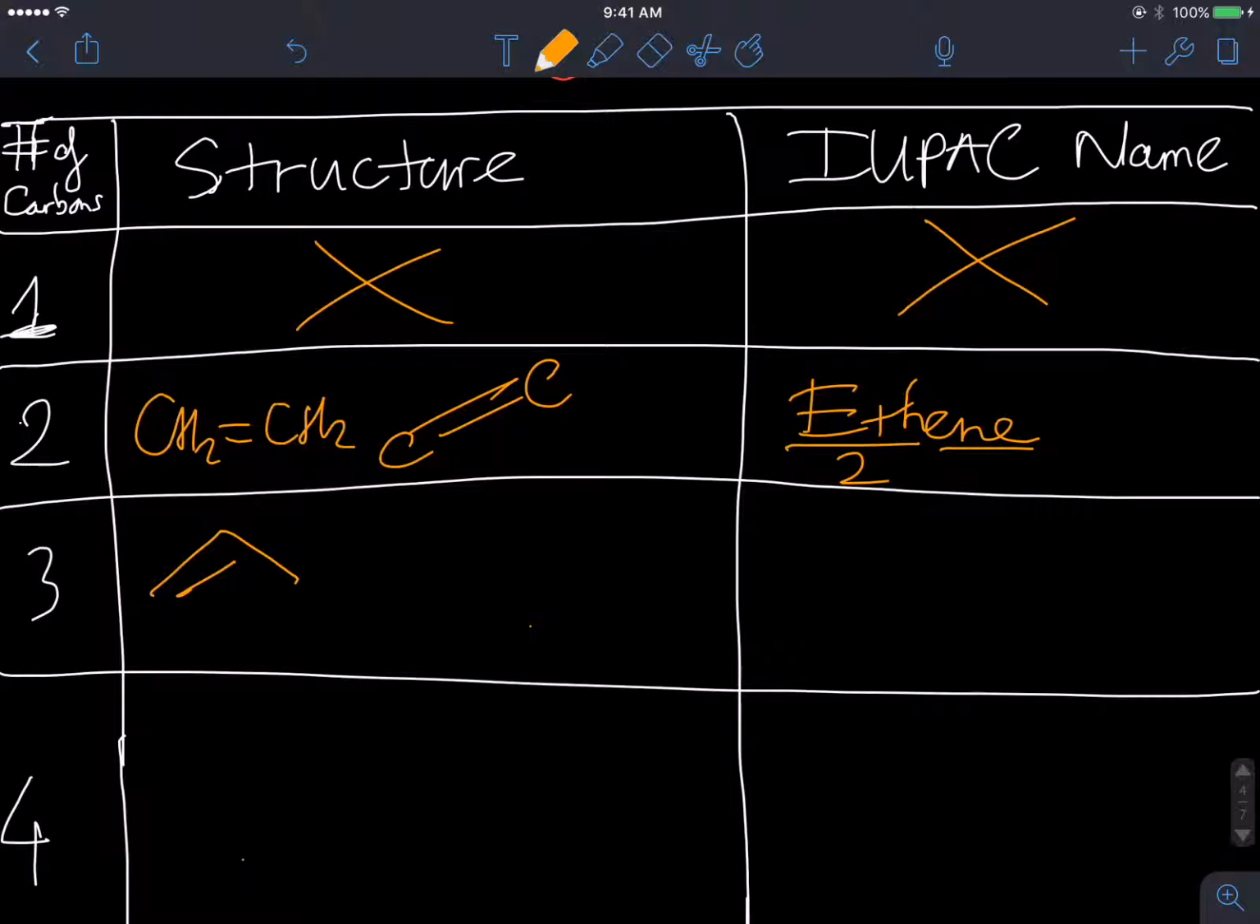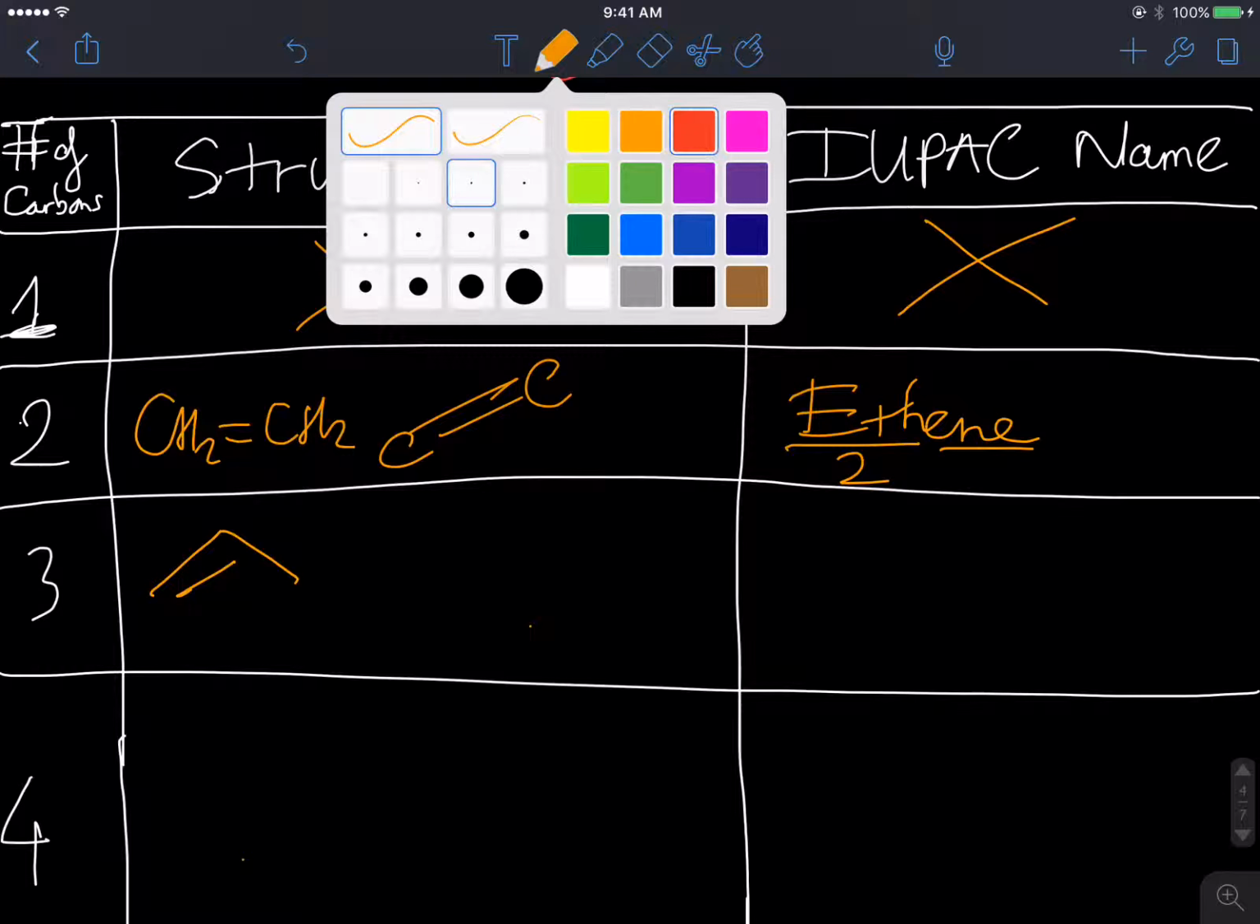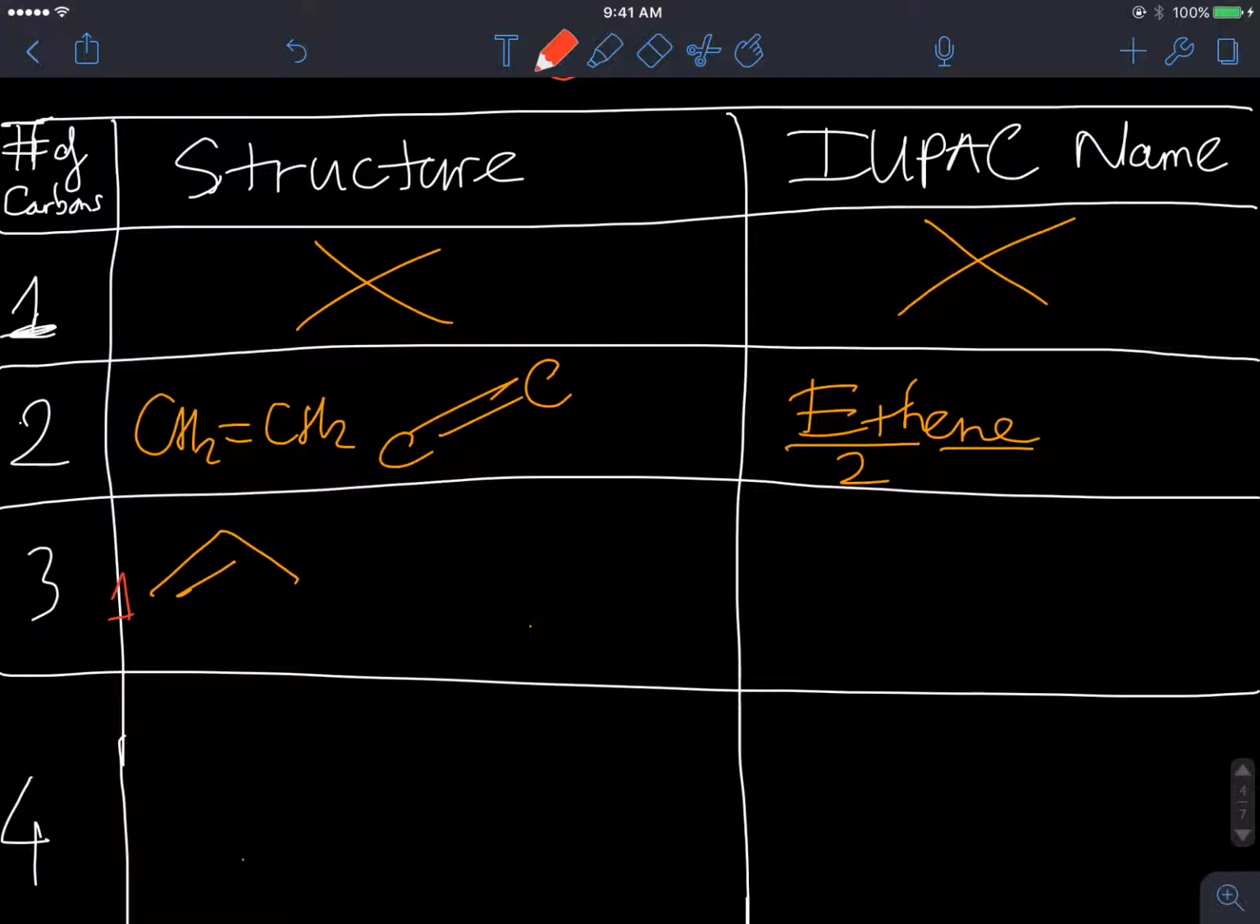here. Starting from number 3, we have to use a number to indicate the location of the double bond. Choose as small numbers as possible for the double bond. For this molecule, we have to number it, and remember, small numbers. So how do we number with the small numbers? 1, 2, 3. How about this? They're still the same, right? Because when we flip the molecule, they are exactly the same.